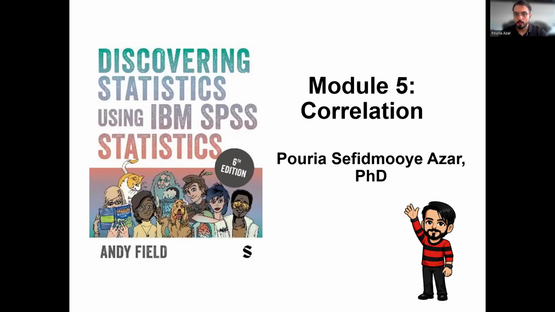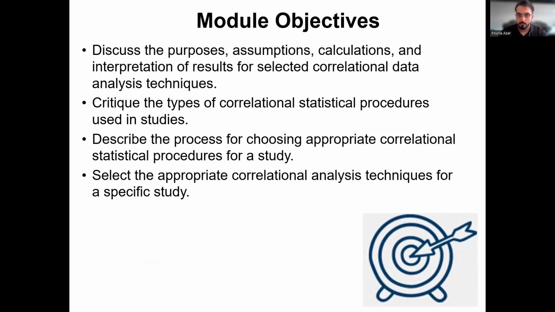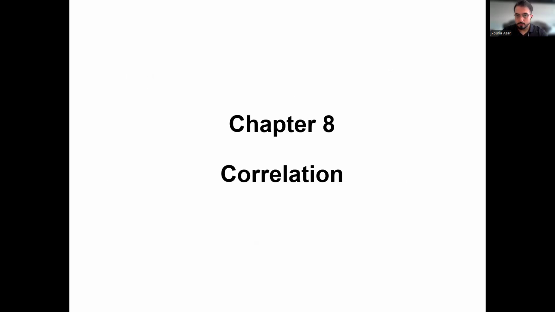Welcome to Module 5. In this module, we will talk about correlation. Throughout this module, we will talk about different types of correlation analysis, and we will also cover a little bit about assumptions before doing correlation analysis. We will see how to interpret the results, and at the end we will see how to perform correlation analysis using SPSS. This module covers Chapter 8 from your textbook.